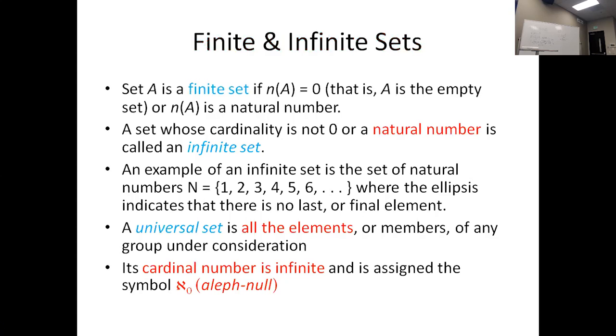Universal set is all the elements or members of any group under consideration. Universal set would be, for example, all the students at Southern California Seminary. That would be a universal set in that definition. It has subsets: students in undergraduate, master's degrees, doctoral degrees, students in biblical studies, students in psychology. Those are subsets of that universal set. The universal set will include all of them.